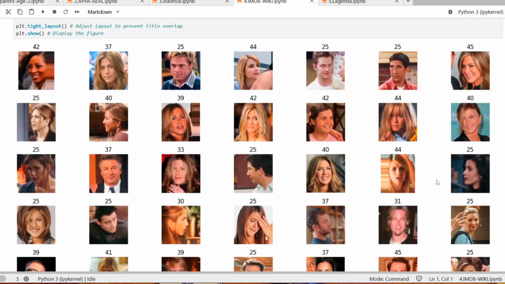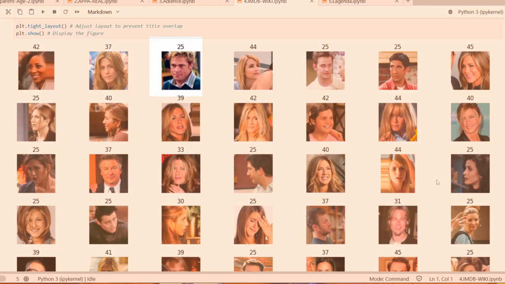And then I identified that the most popular actor in the entire dataset was Jennifer Aniston, and with her, the majority of images that I found just in a sample weren't of her.